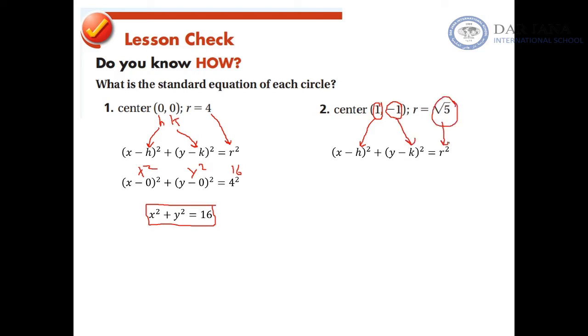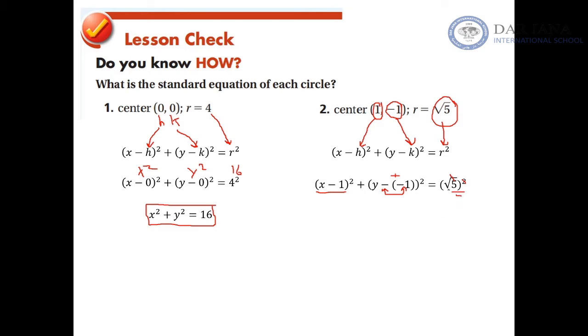So the equation will look like (x minus 1) squared plus (y minus negative 1) squared equals radical 5 squared. So x minus 1, there is nothing we can simplify about it. Y minus negative 1, I have two minuses, so together they will be equal to a plus 1. And with the radical 5 squared, the square and the radical will cancel each other and the outcome is 5.